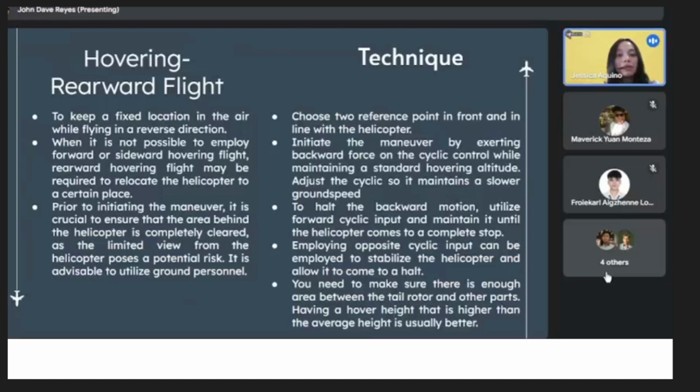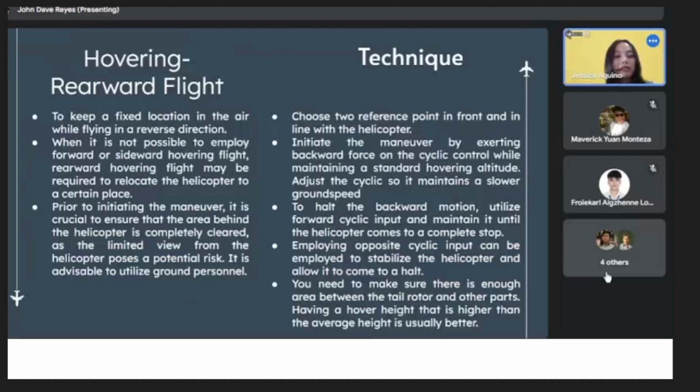So initiate the maneuver by exerting backward force on the cyclic control while maintaining a standard hovering altitude. Once the movement has commenced, adjust the cyclic so it maintains a slower ground speed. To halt this backward motion, use the forward cyclic input and maintain it until the helicopter comes to a complete stop. So once the motion comes to a stop, reposition the cyclic to the neutral position.